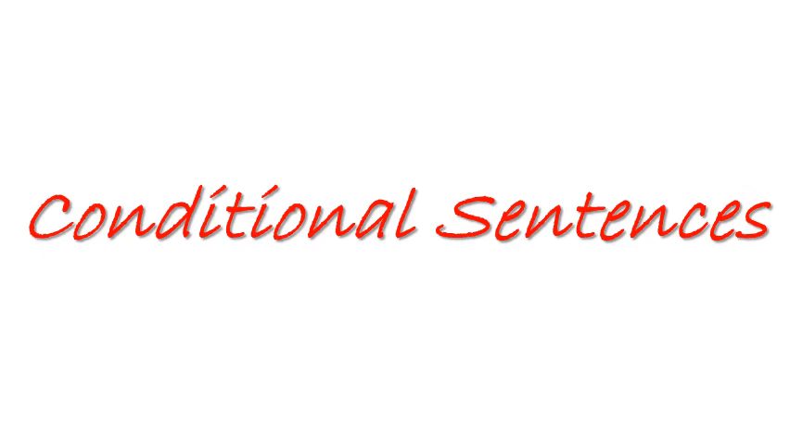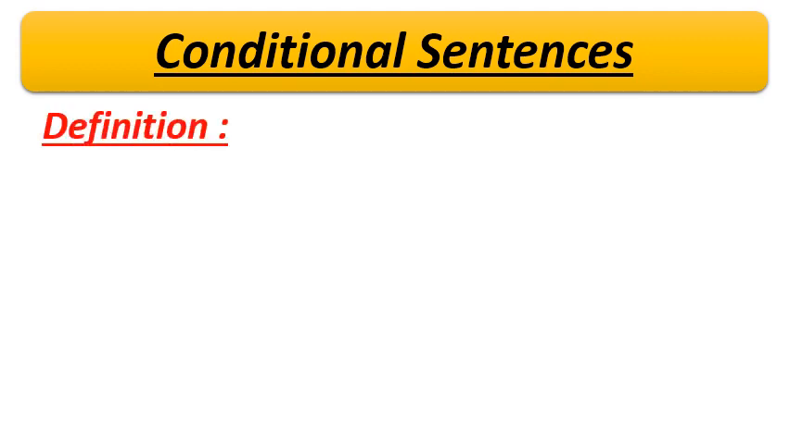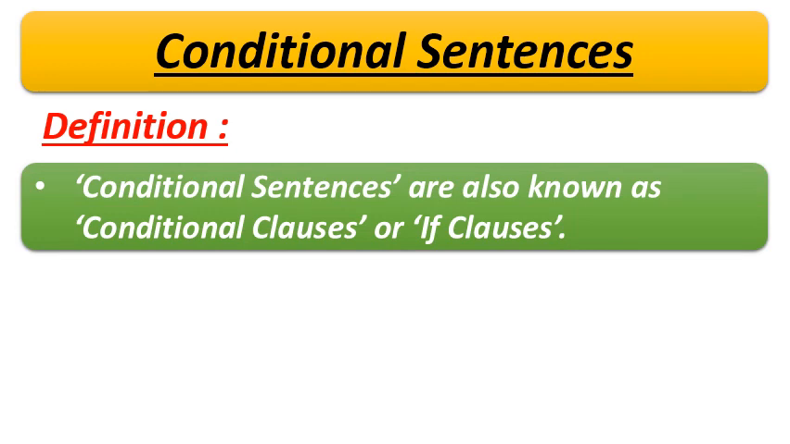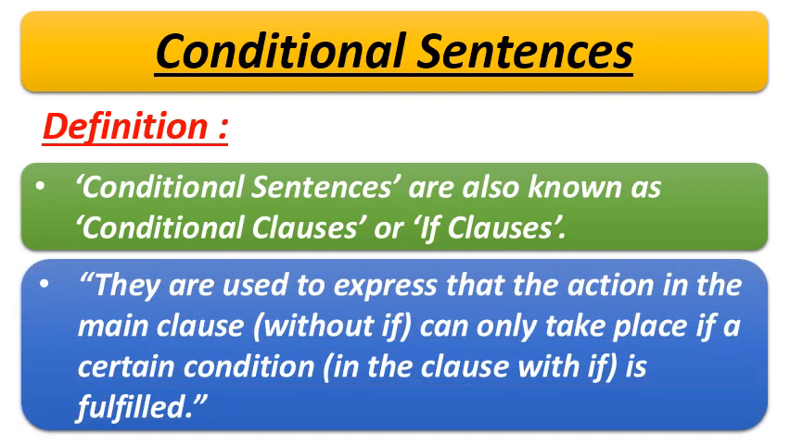To understand the chapter in detail, let's see what is the meaning of conditional sentences. Let's see the definition of the conditional sentences. Conditional sentences are also known as conditional clauses or if clauses. They are used to express that the action in the main clause, means without if, can only take place if a certain condition, means in the clause with if, is fulfilled. Or in simple way, we can say that a conditional sentence is a sentence that expresses a condition. A condition is something that can only happen if something else occurs.